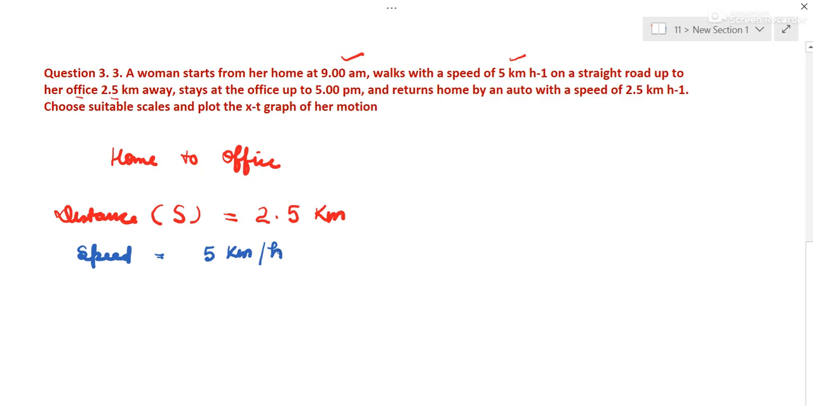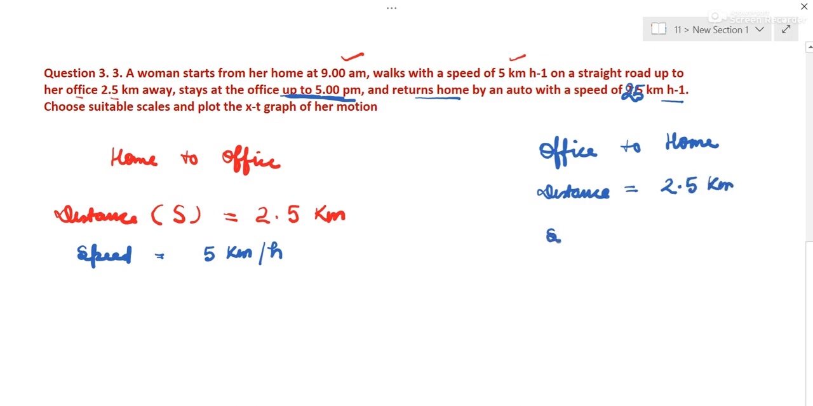Now she stays in the office up to 5 p.m. and returns home with a speed of 25 km per hour. Okay, so now it is office to home. The distance is the same, 2.5 kilometer, but this time her speed is 25 kilometer per hour.